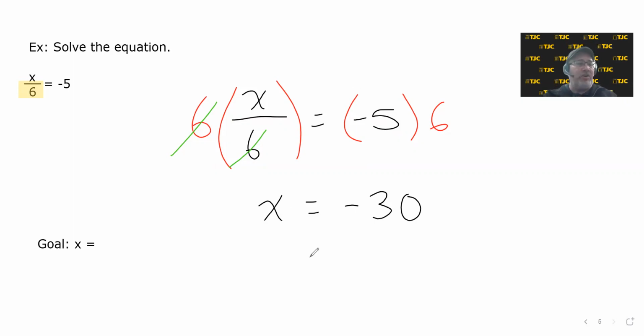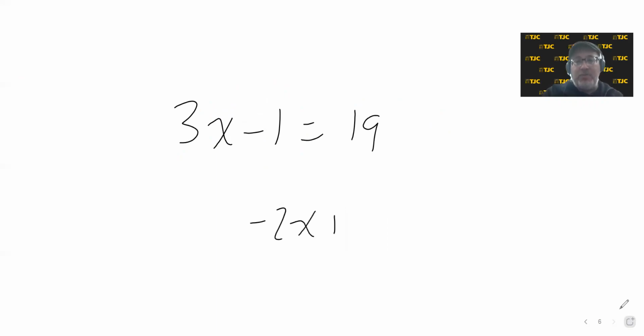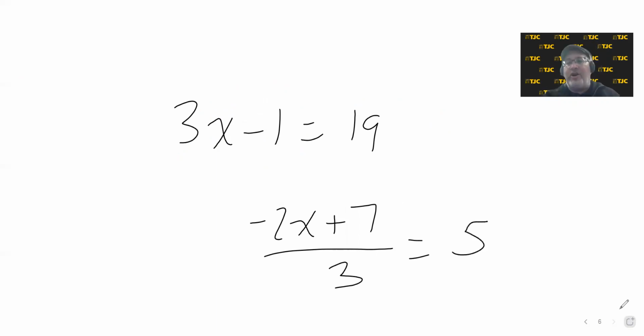In the next video, we're going to look at some examples where we have to do multiple moves to get the equation solved. For example, we're going to look at how to solve something like 3x minus 1 equals 19, or something like (-2x plus 7) all over 3 equals, oh, heaven help us, we'll just put a number like 5 over there. And it's really not that hard as long as you know one thing, the order of operations. We'll see that in the next video.